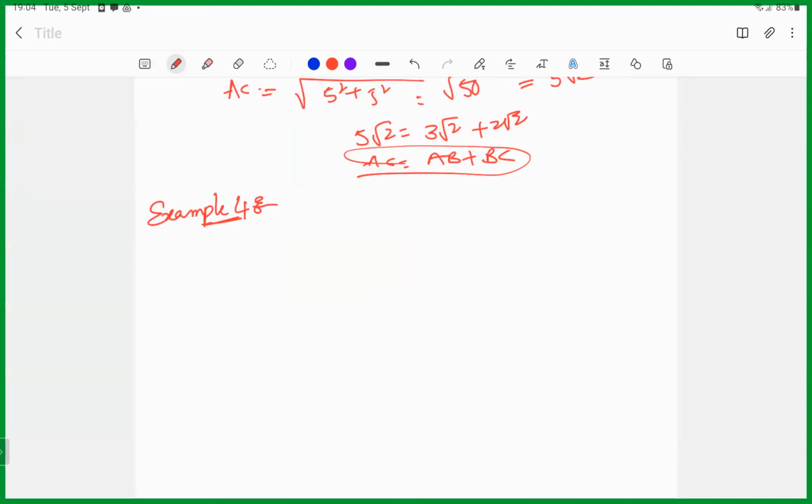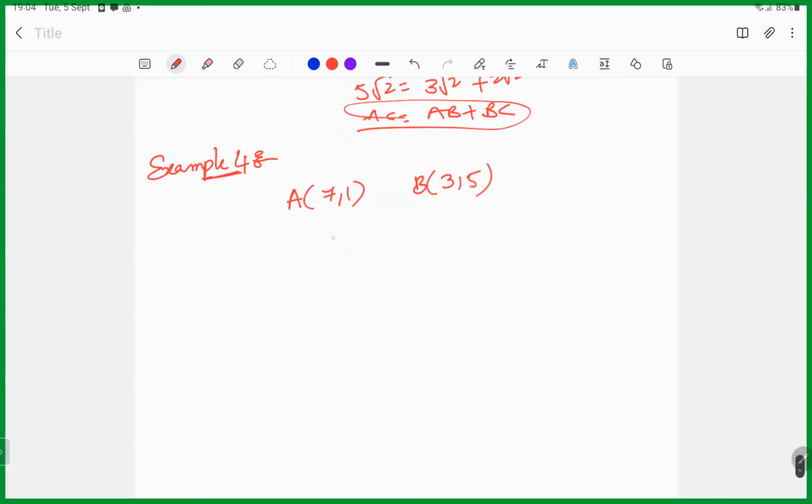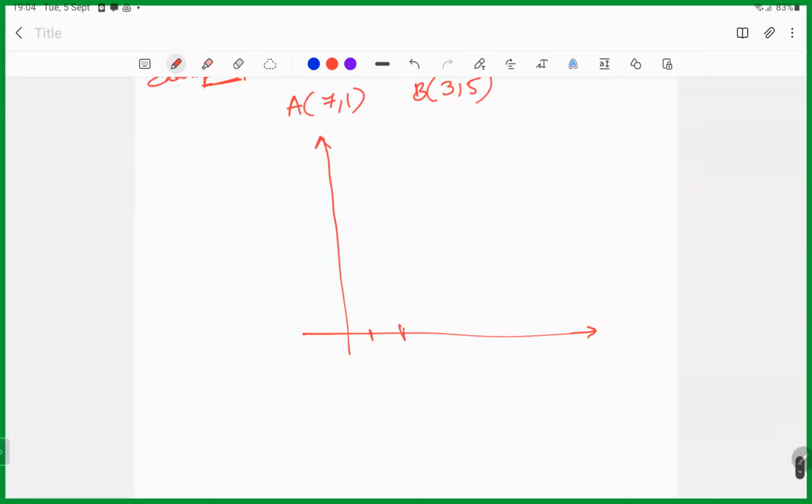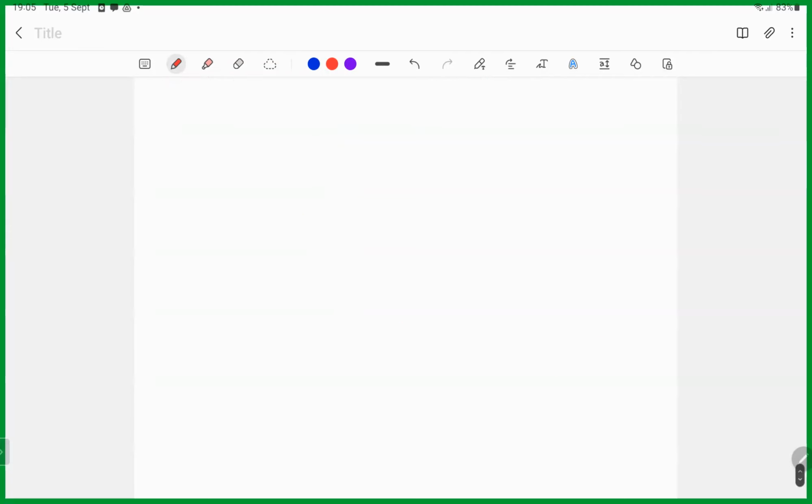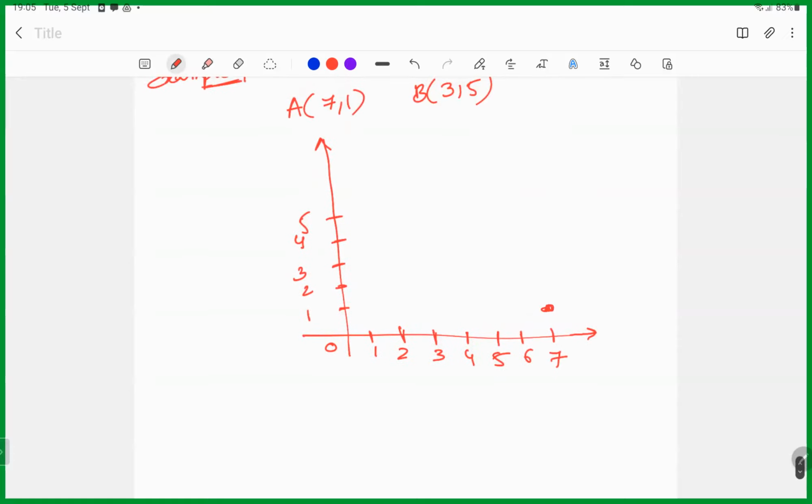So let's say there are two points given. Point A is 7 comma 1, point B is 3 comma 5. So that is a point XY. When you join points A and B, can you plot this and join the points in the graph? Plot it and join them. 7 comma 1, 3 comma 5.